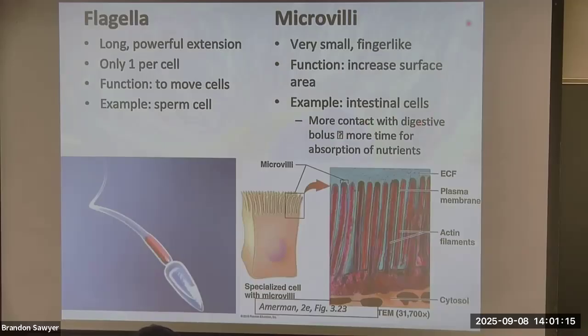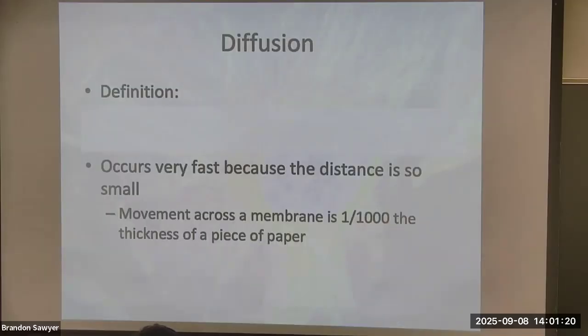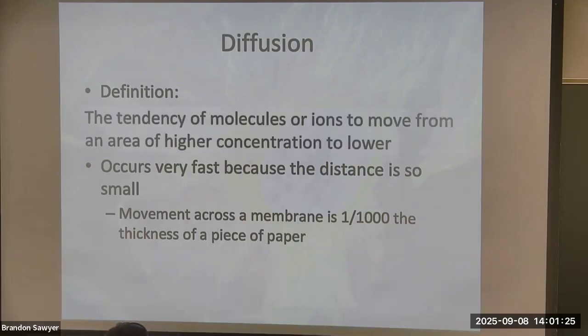Okay, so now we're going to shift gears and talk about diffusion and osmosis here. Diffusion is defined as the tendency of molecules or ions to move from an area of higher concentration to an area of lower. And we're typically going to be talking about diffusion occurring across a membrane, typically a semi-permeable membrane, so a membrane that might allow certain things to pass through and not allow other things to pass through.